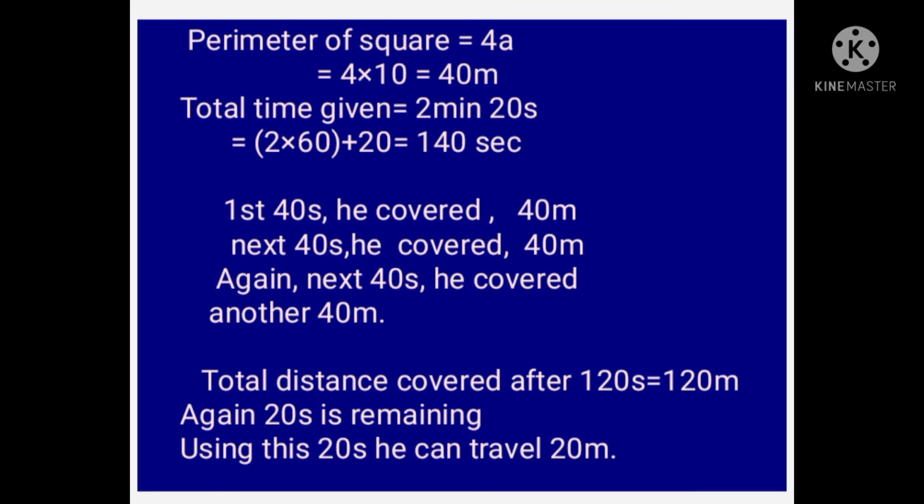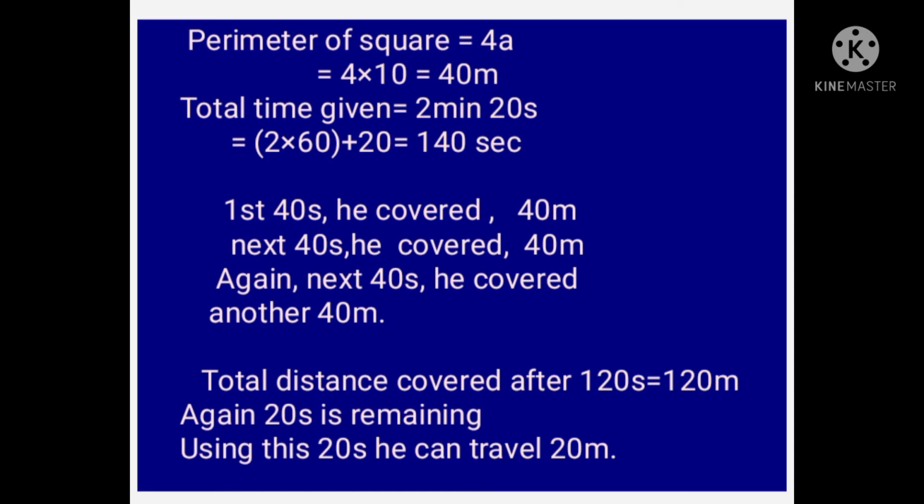Here, it is given that he can travel the boundary of the square field in 40 seconds. The side of the square is 10 meter. So we must first find the perimeter of the square. What is the equation of the perimeter of a square? It is 4a. So 4 into 10 equals 40 meter.